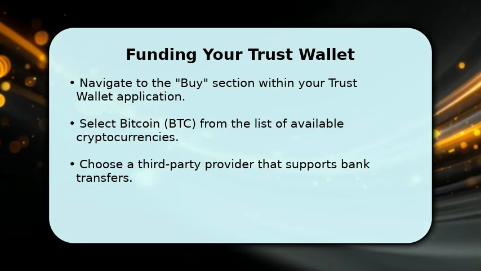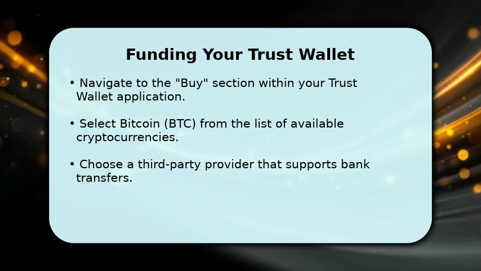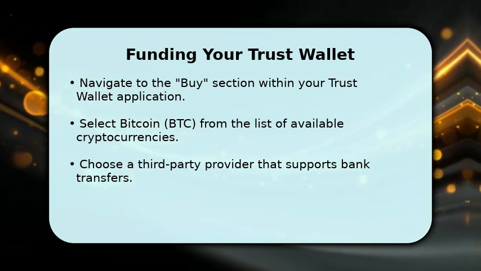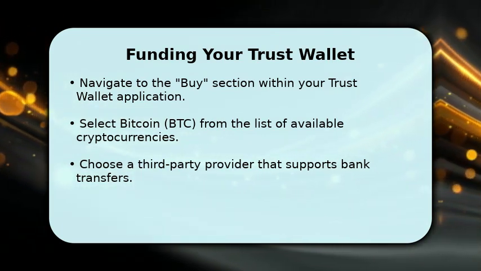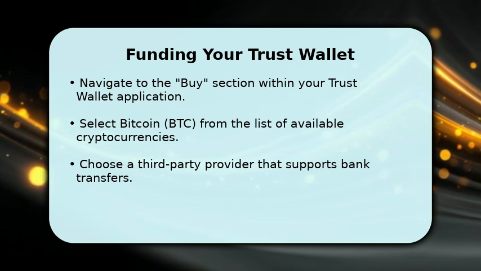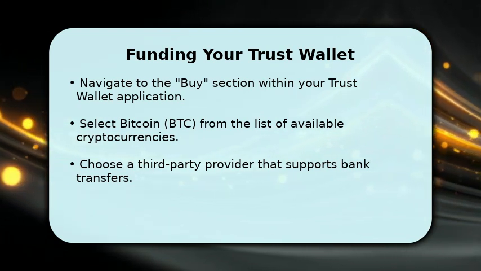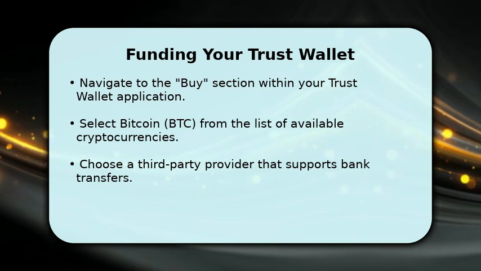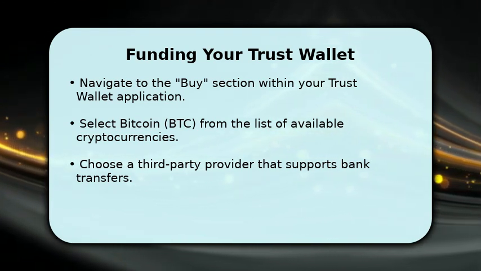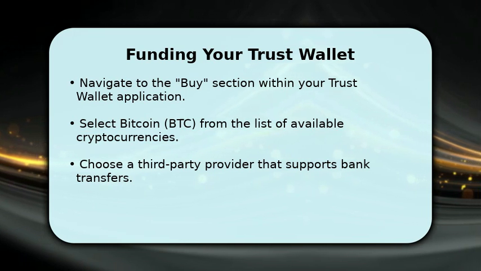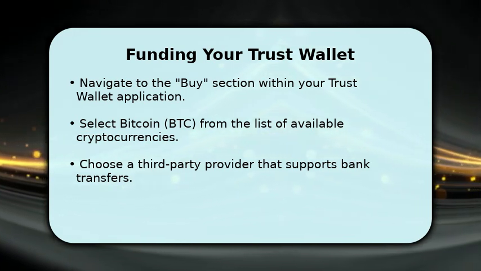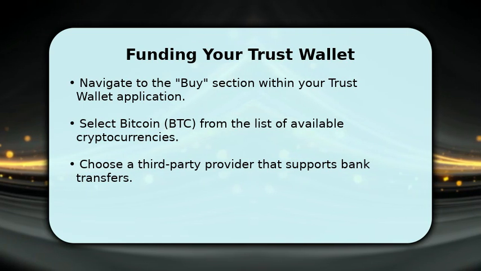Next, open your Trust Wallet and look for the Buy button, usually found on the main screen. Tap on it, and then select Bitcoin from the list of cryptocurrencies you wish to purchase. Trust Wallet partners with several third-party providers to facilitate purchases. You'll need to choose one of these providers that supports bank transfers as a payment method for your transaction.